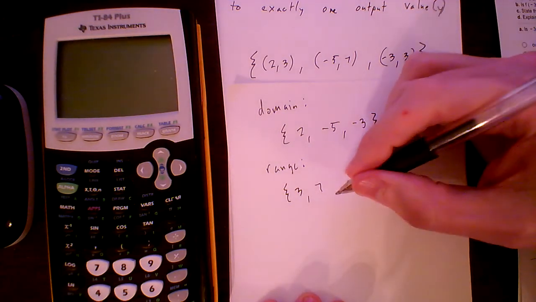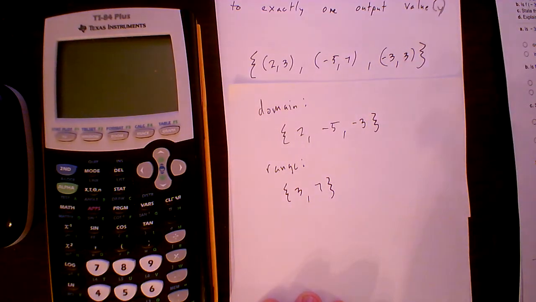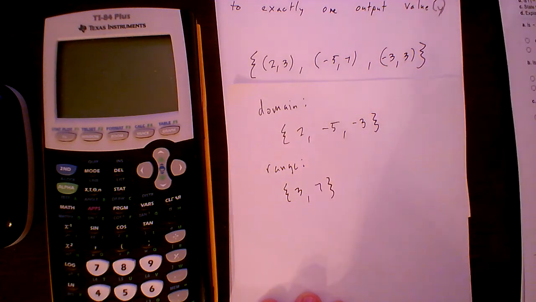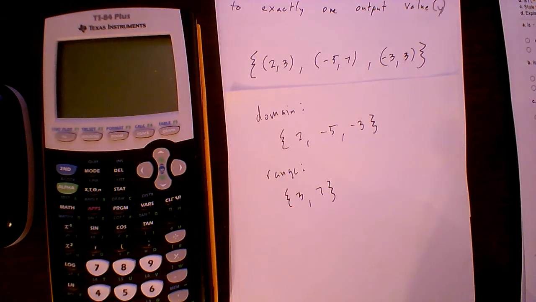In fact, it's not wrong if you put it in there twice. It's just kind of complicated and unnecessary. So we already have the 3 in there. We don't have to list it in there again. Okay. So that's how we're going to get the domain and range for sets like that.